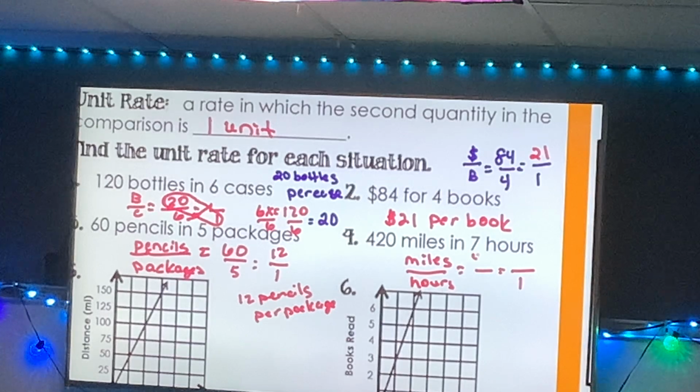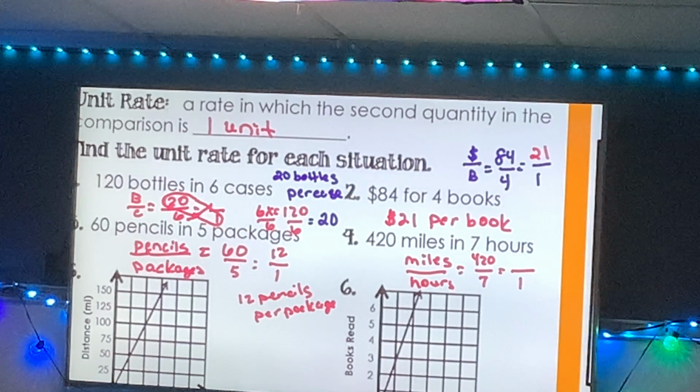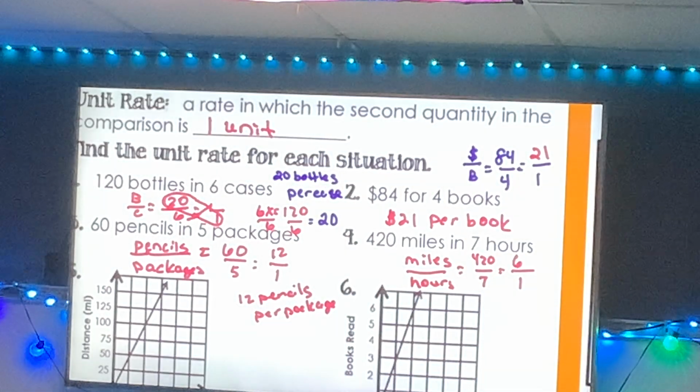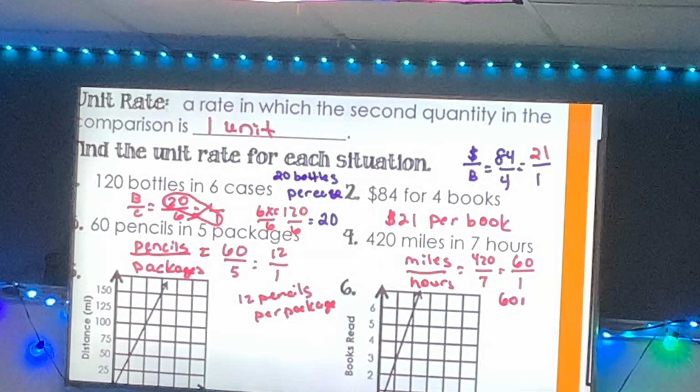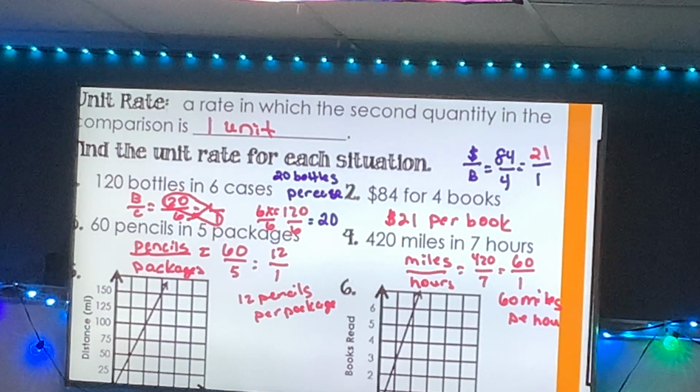So you have 420 miles in 7 hours. How many hours per mile? How many miles per hour? Sorry. 60. So 60 miles per hour.